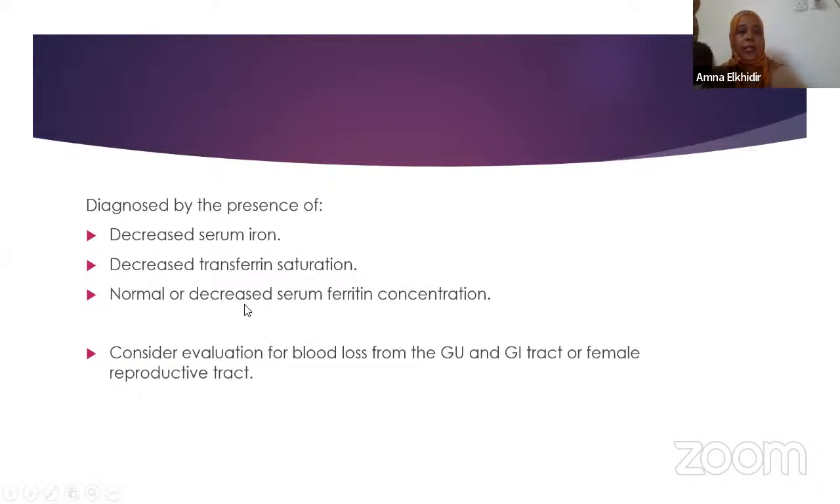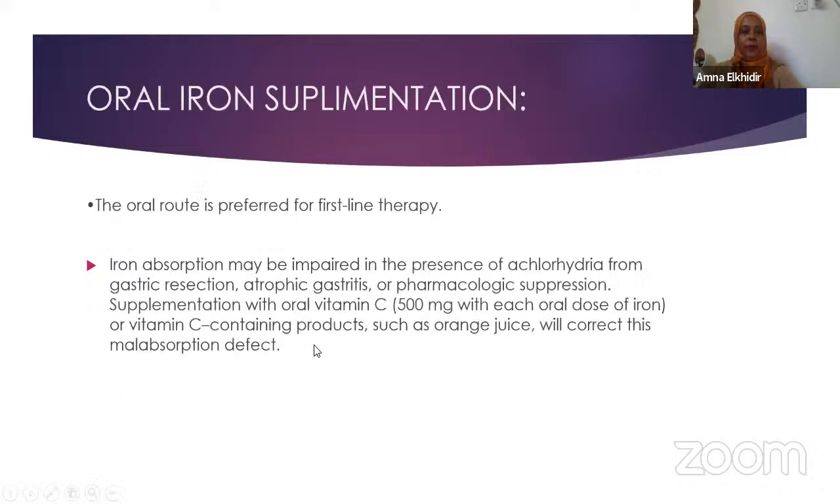It's diagnosed by the presence of decreased serum iron, decreased transferrin saturation, and normal or decreased serum ferritin concentration. It also considers the evaluation of blood loss from the genitourinary tract, GI tract, or female reproductive tract. We treat iron deficiency anemia with oral iron. The absorption of iron may be impaired if there is decreased gastric acid secretion, like achlorhydria, or from atrophic gastritis, or from pharmacological suppression. In these cases, we usually give iron with vitamin C to enhance iron absorption.